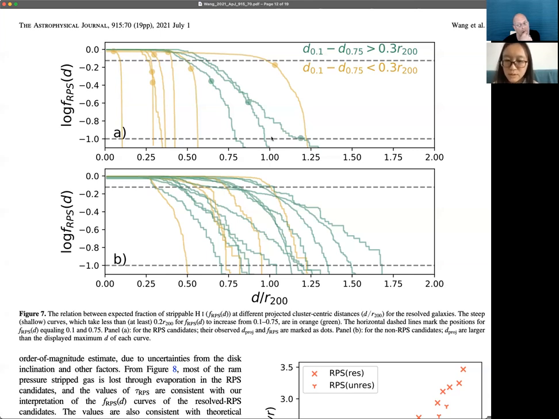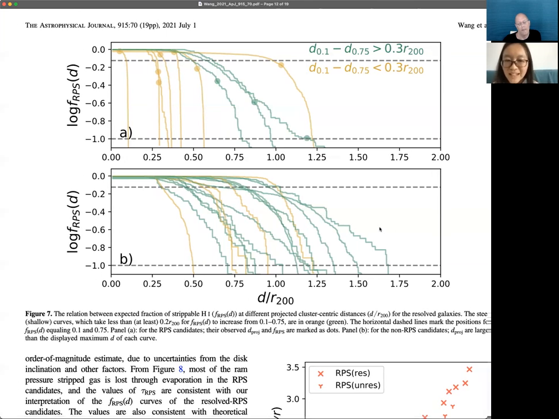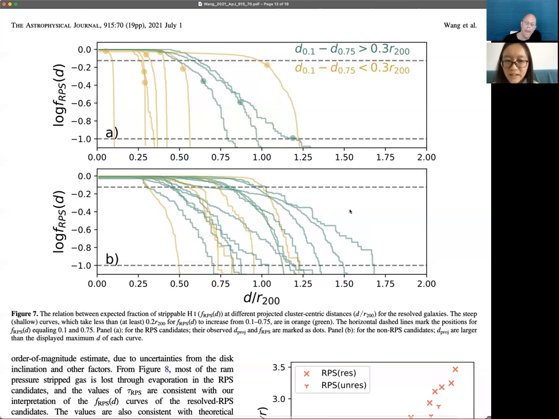We see much fewer slow ram pressure stripping galaxies in the bottom panel than in the top panel. Because for a galaxy to be identified as a ram pressure stripping galaxy, it is likely the ram pressure stripping has started some time ago than we observe now.